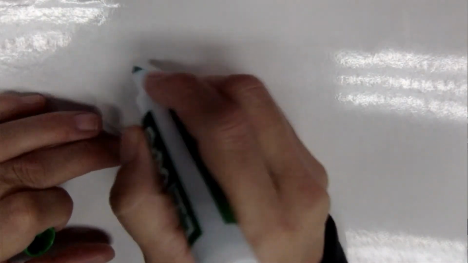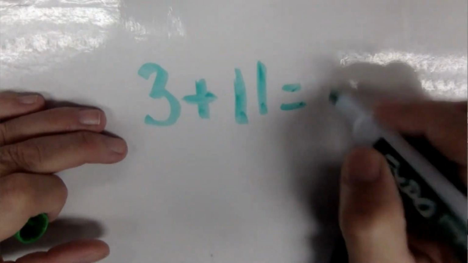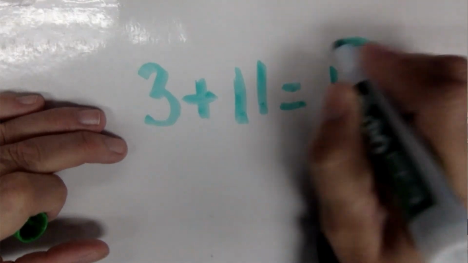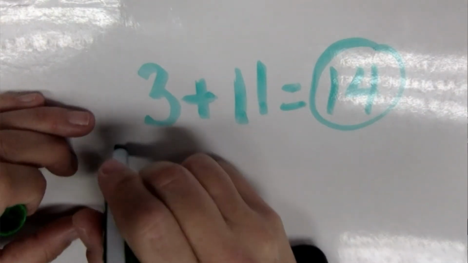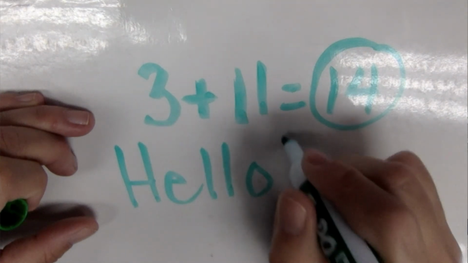Because this is a whiteboard, I can actually write on it too. So I take out my dry erase marker and I'm going to write on it. Here's my math problem and my answer. And now here's a message for my students. Look how clear that is.